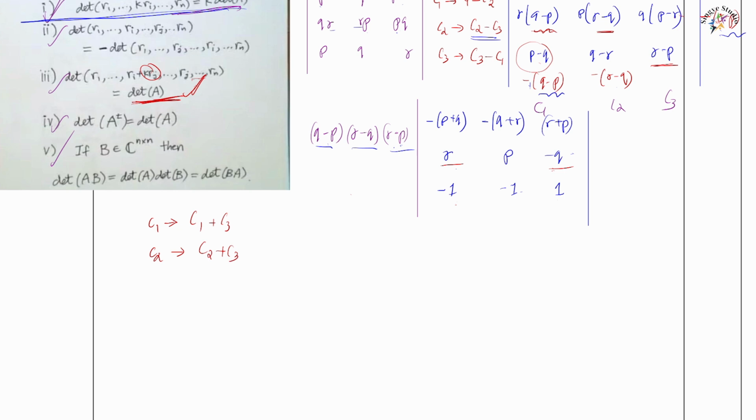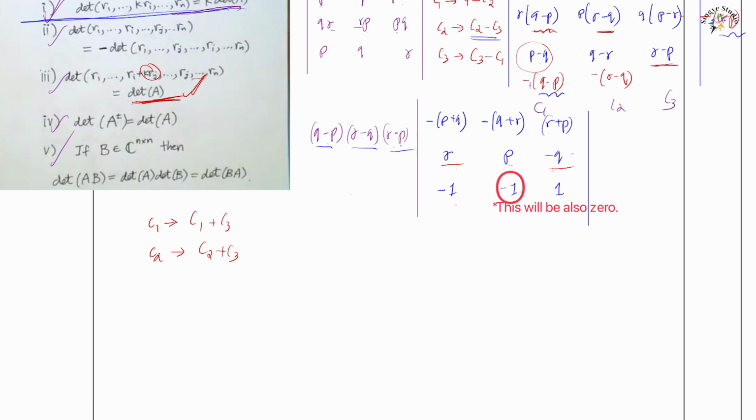When I do that, I will get p minus q from the first, and then the second one is p minus q, and this one -1 plus 1 is 0, so that I can take p minus q as common.